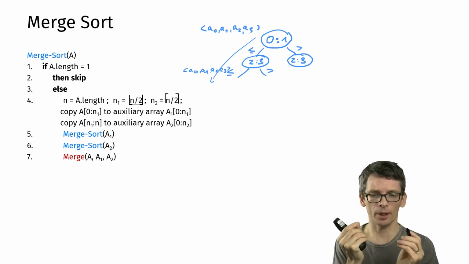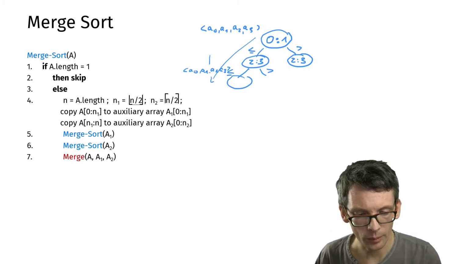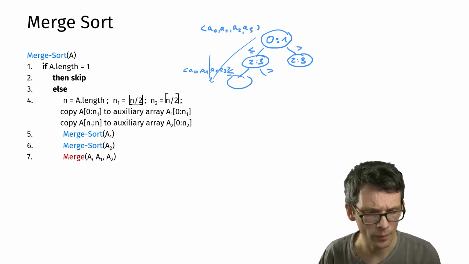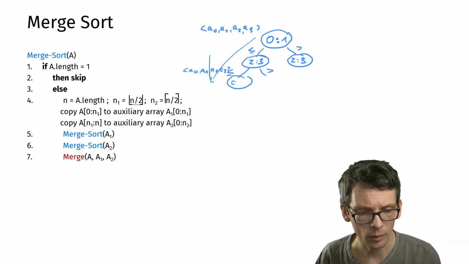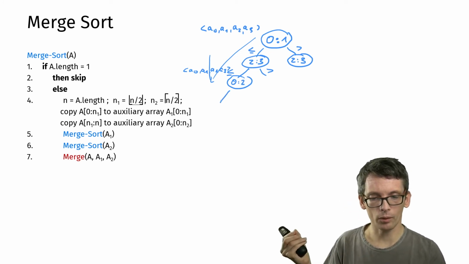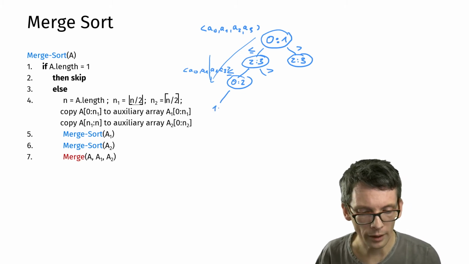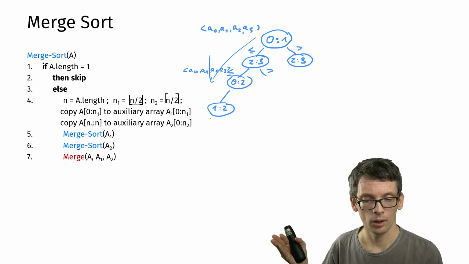Next we would be comparing 0 and 2, because we're merging the two sequences. We're merging the sequence A0, A1 and A2, A3. So we're comparing 0 and 2. And then if 0 was smaller, we're then comparing 1 and 2. Then if 1 was smaller, we're done.